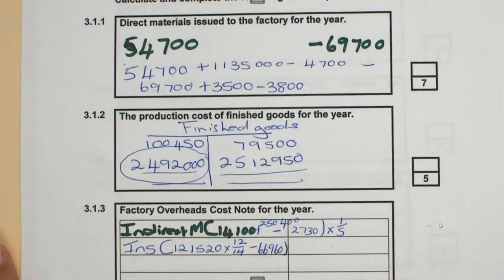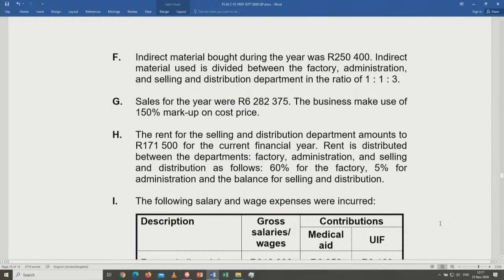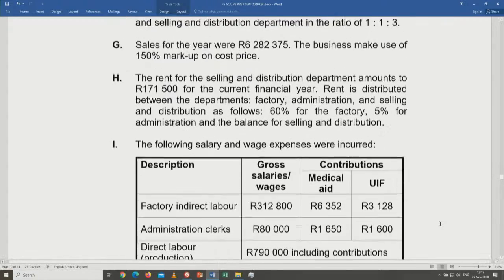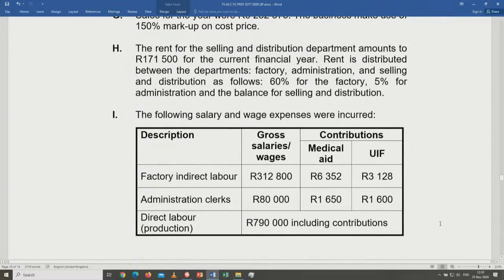Okay, let's go back to our question paper again. Can you see? No wasting of time, no up and down. I know it will take time, but practice it. Maybe it will work for you when you write next week. H. The rent for the selling and distribution department amounts to 171,500 for the current year. Rent is distributed between the departments, factory, administration, and selling and distribution as follows.